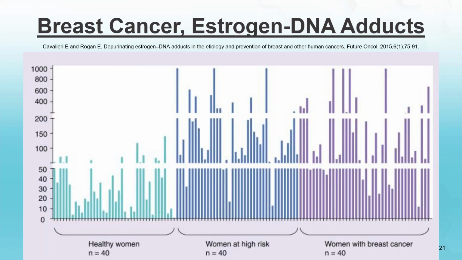And then look right in the middle, that darker blue, the women at high risk have a lot of adducts. And then compare that to the far right, the purple, the women with breast cancer. I mean, it almost looks the same. The depurinating adduct amount between women at high risk and women with breast cancer is almost identical. And so it just goes to show that if we can minimize these adducts, then we have one more step that we can help. Now, this is women, but men and women, to reduce their estrogen cancer risk.